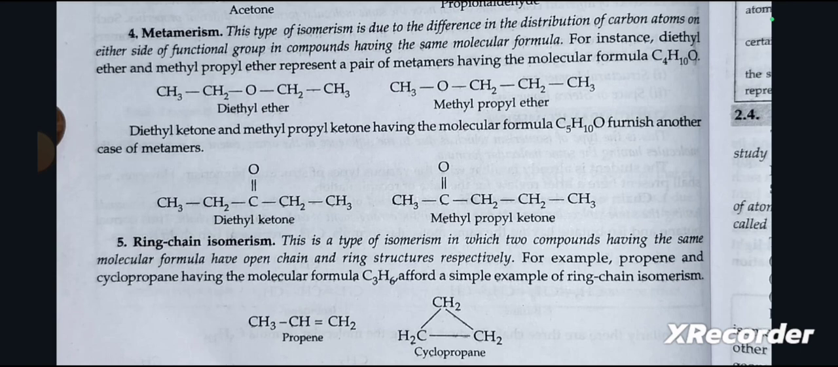Diethyl ketone and methyl propyl ketone, having the molecular formula C5H10O, furnish another case of metamerism. CH3, CH2, CO, CH2, CH3 is diethyl ketone. CH3CO, CH2, CH2, CH3 is methyl propyl ketone.